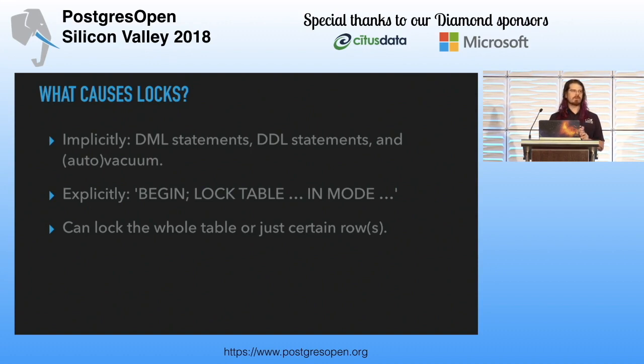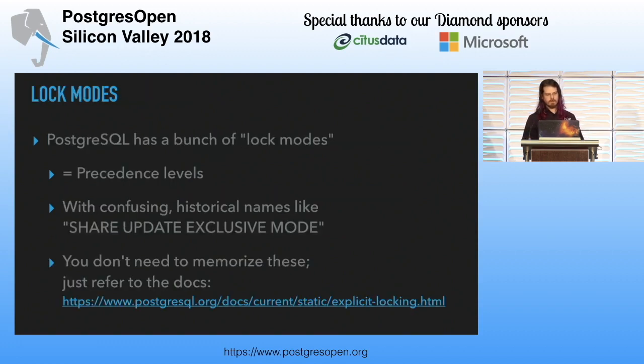So what causes locks broadly? Locks are caused by somebody running a SQL statement, meaning DML: select, insert, update, delete; DDL, like alter table or create table; and very significantly, locks are also taken by vacuum and autovacuum. You can also take a lock explicitly by saying, hey, lock table in some mode. As I mentioned, locks can lock a single row, an entire table, or a subset of rows inside a table. Mostly Postgres just does the right thing to lock the minimal amount it needs.